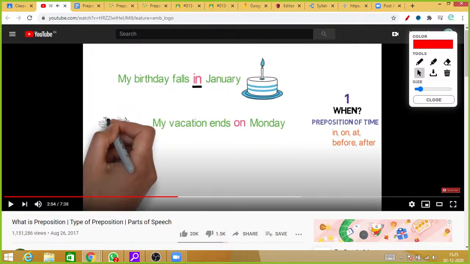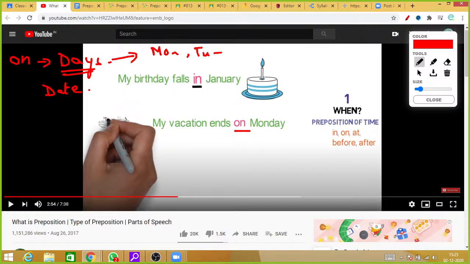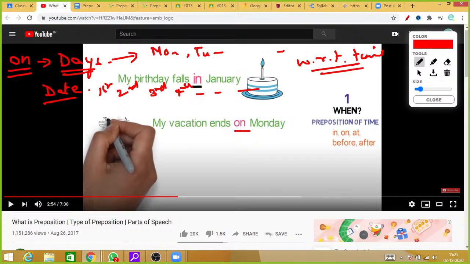So now when we talk about on, okay, so when we are talking about on, so on is used when we are talking about days, or a specific date. Now which are the days? Days are Monday, Tuesday, Wednesday, so we know all the days. Date could be anything, first, second, third, fourth, and so on. Now this is also with respect to time. When we use the preposition on, we'll use a day or a date. Give an example. Who will make a sentence?